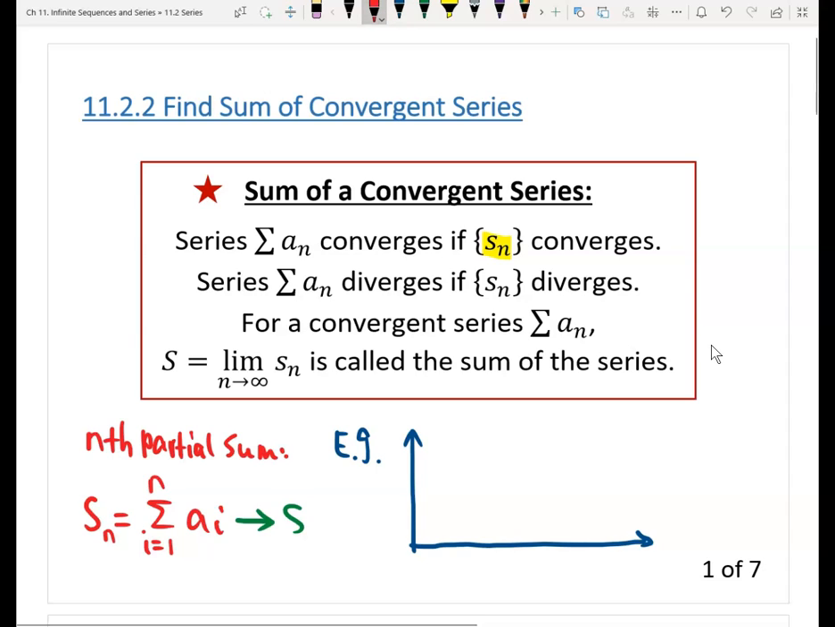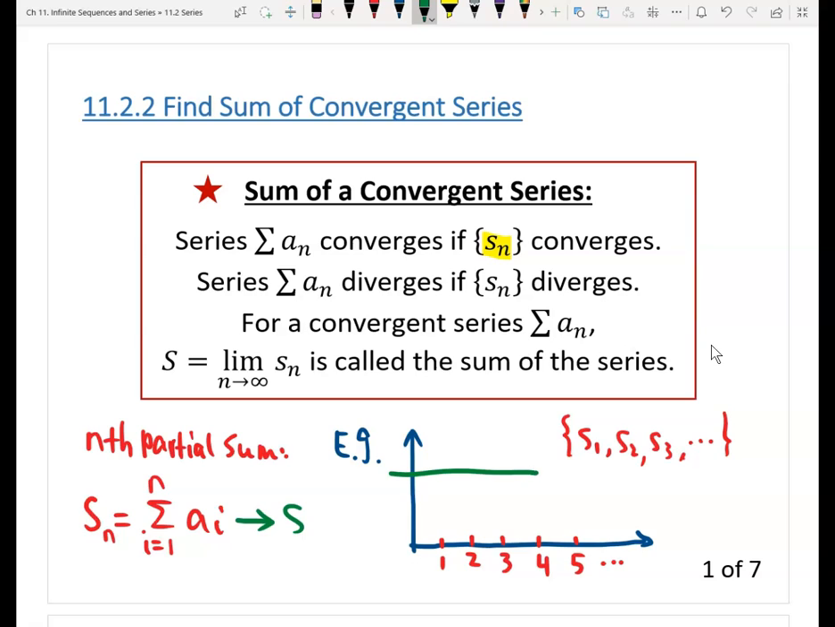First, if this is the partial sum sequence S1, S2, S3, the limit of this sequence is the sum of the series, right? Let me put the terms. Here is 1, here's 2, here's 3, here's 4, here's 5, and it moves on. Where is S? Of course, S is a positive number in this case. So I draw S as a horizontal line. This is S, or y equals S.